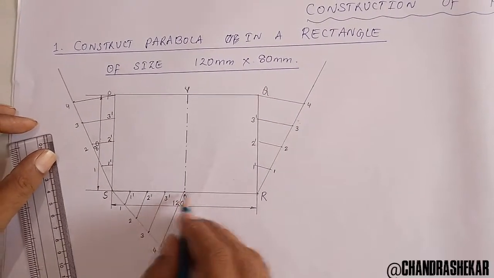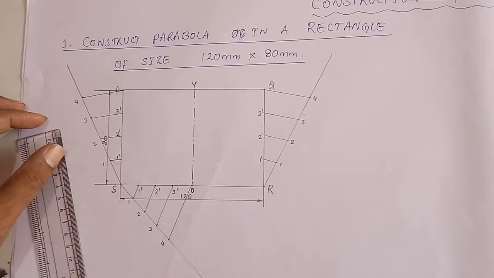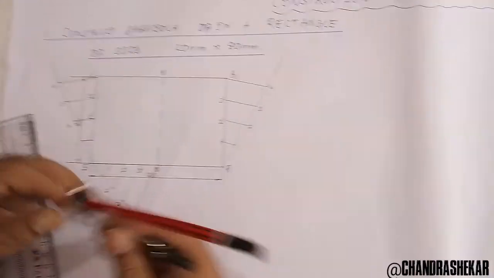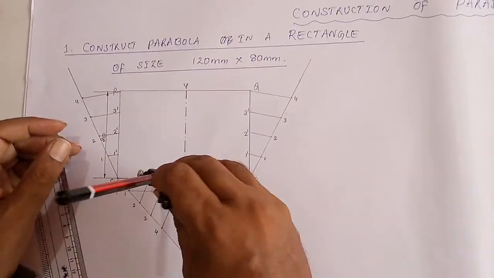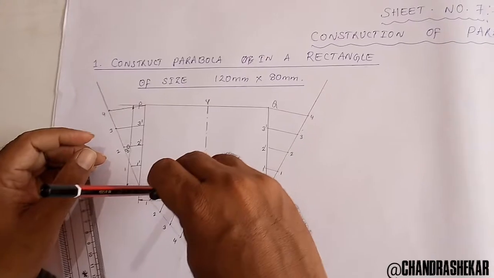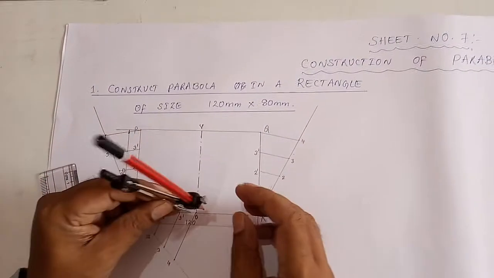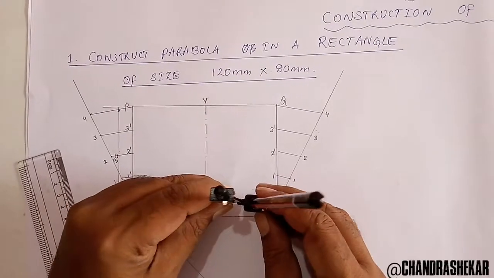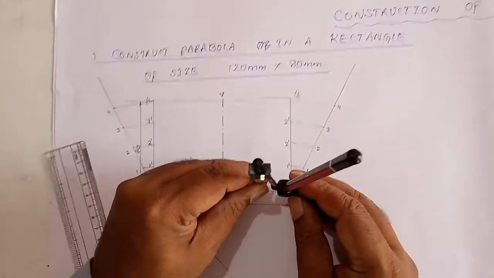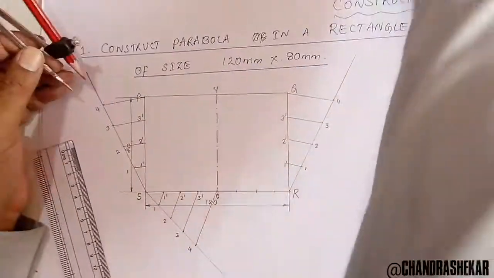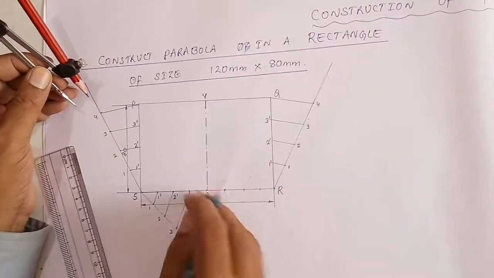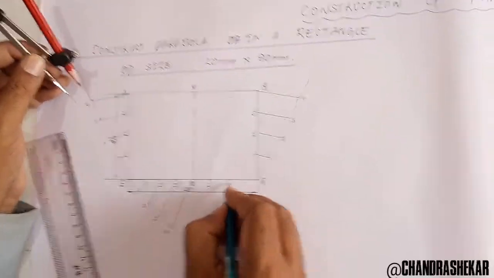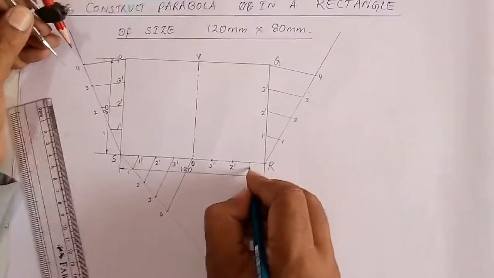Similarly, OR also you have to do the same way. But since you know this already, there is no need of dividing once again. Whatever distance you got here, take the distance and mark here: 1, 2, 3, 4. 4 parts, you can mark. Already you know this distance, right? Same distance you take here and mark. Call this 3 dash, 2 dash, 1 dash.